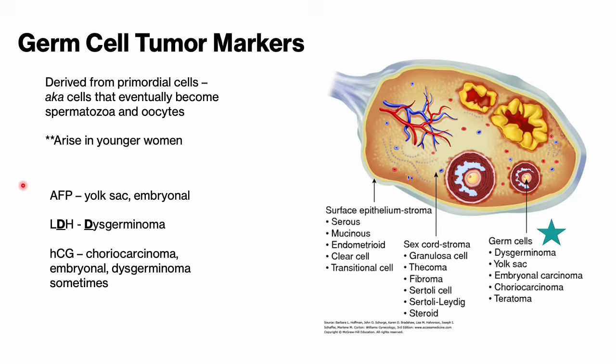Germ cell tumor markers: derived from primordial cells, or cells that eventually become sperm and eggs. Germ cell tumors typically arise in younger women. And so AFP, you'll see this in yolk sac and embryonal tumors. LDH for dysgerminoma. I like to remember there's a D and a D. And then beta HCG can be associated with choriocarcinoma, and embryonal and dysgerminoma sometimes. So these are really nice to memorize.